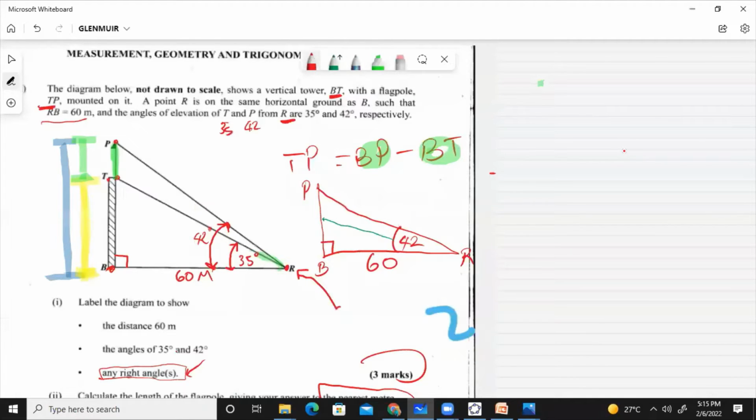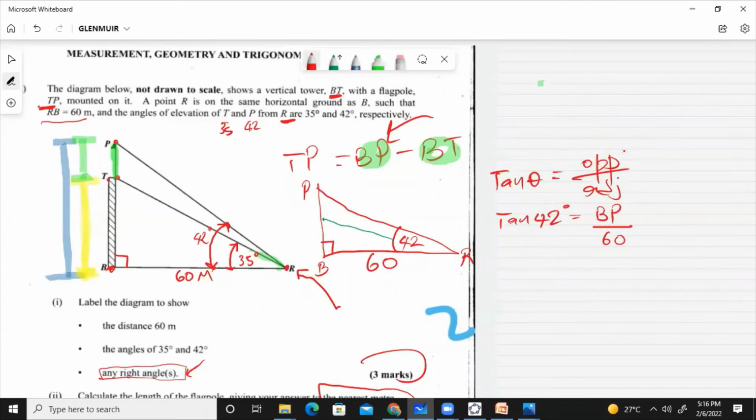What we're saying is that the tangent of any angle in a right angle triangle is equal to the opposite side over the adjacent side. How does that relate to what we're doing? Well, the tangent of 42 degrees, which is this angle here, is equal to the opposite, which is what we intend to find here, which is BP over 60, which is RB, the adjacent side. There it is.